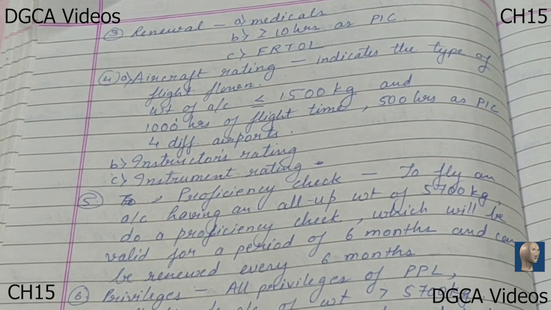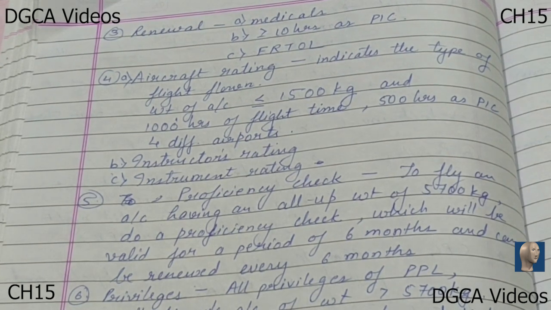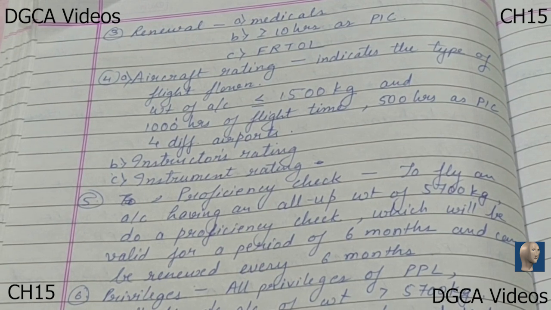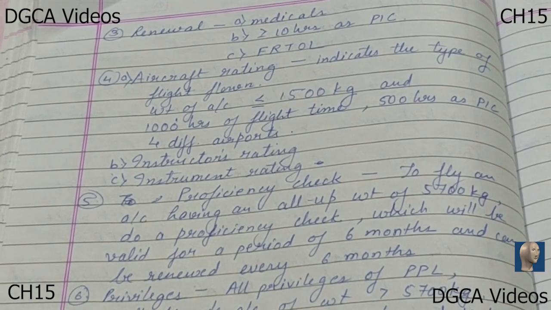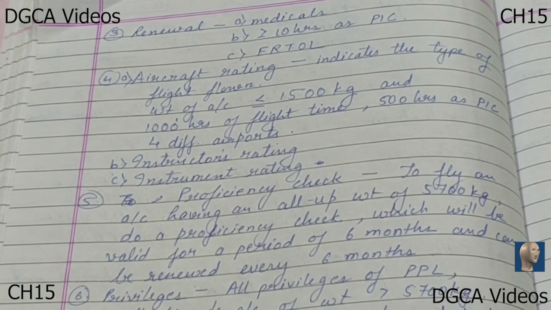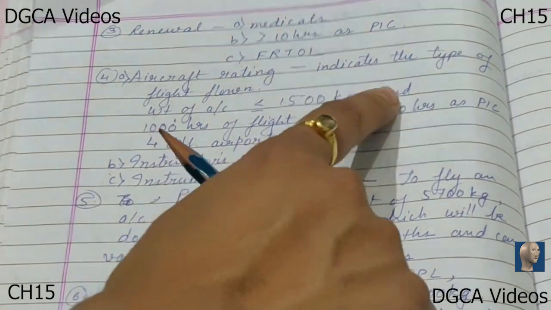Fine. So aircraft rating. For this there are certain criteria again. It will include the types of aeroplanes that you're entitled to fly, right? The open rating, again here it comes. It should be for the single piston engine type of aeroplane having an all-up weight not exceeding 1500 kg.